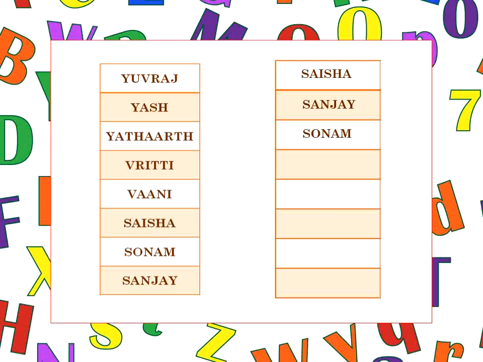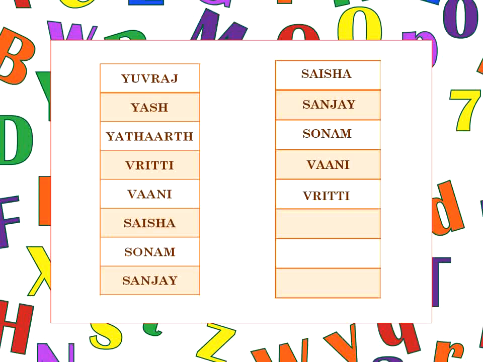We have 2 names here, Vani and Vritti. Vani has VA and Vritti is VR. So looking at the second letter, we can choose Vani over Vritti. So Vani comes immediately after Sonam and Vritti comes after her. What about the names with Y?